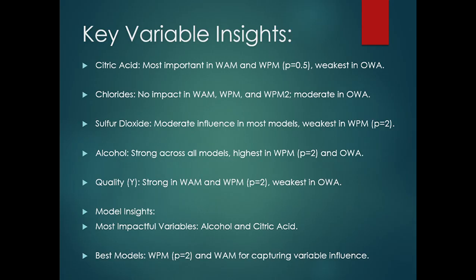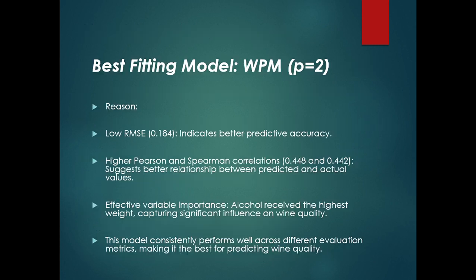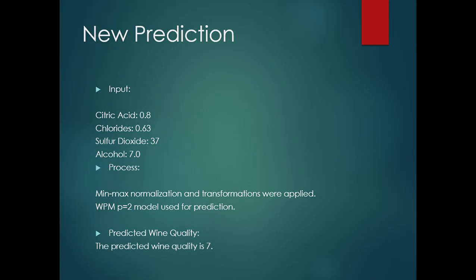The best models were WPM with power 2 and WAM for capturing variable influence. The best fitting model was WPM with power 2. It has low RMSE and high correlation, effective variable importance, and it consistently performs well across all the evaluation metrics. And it is the best for predicting the wine quality.